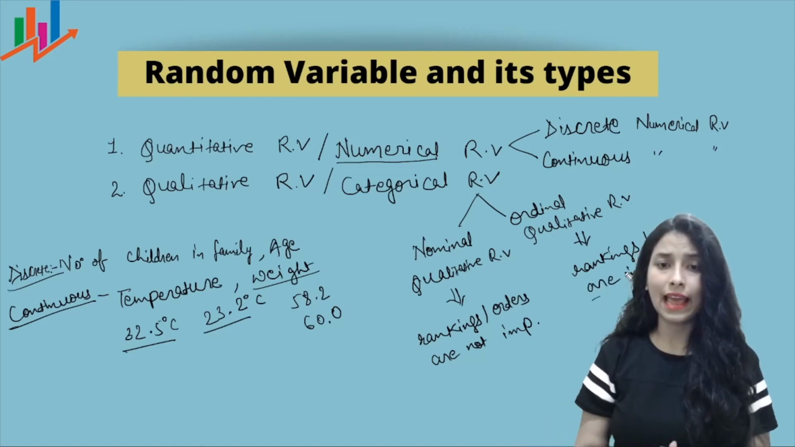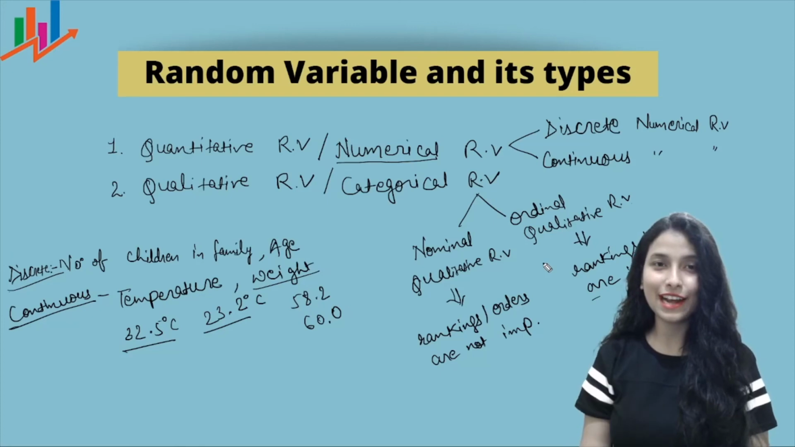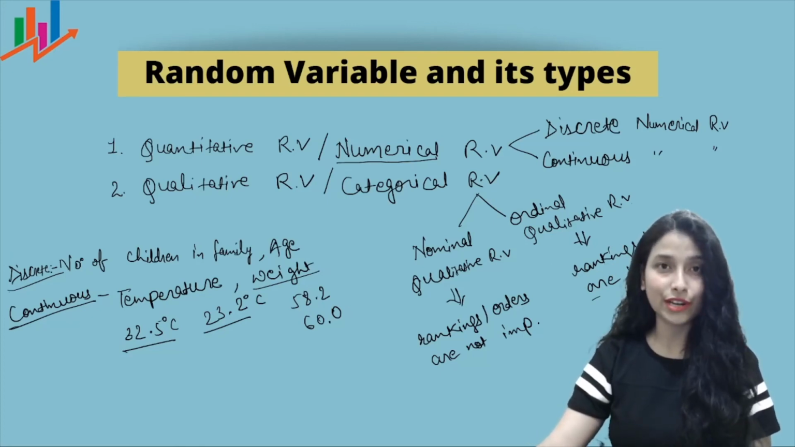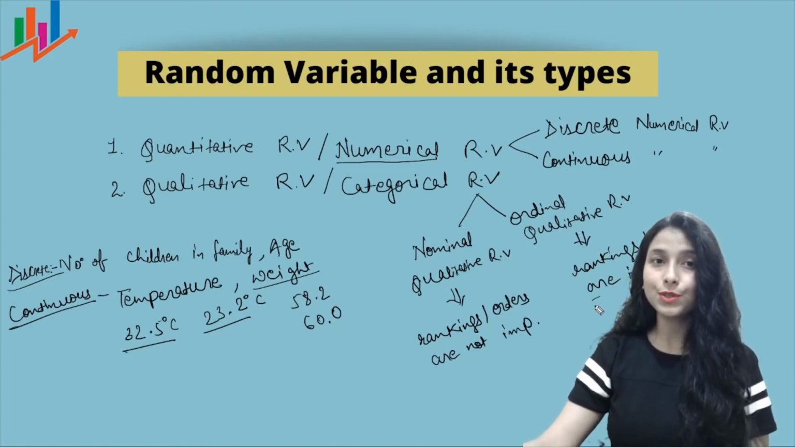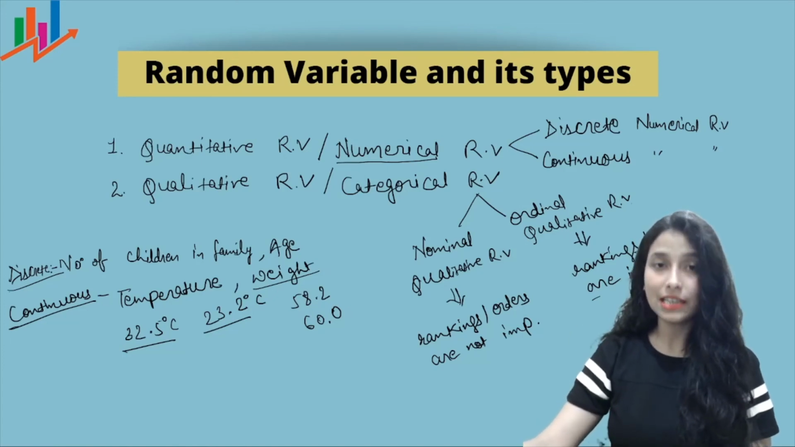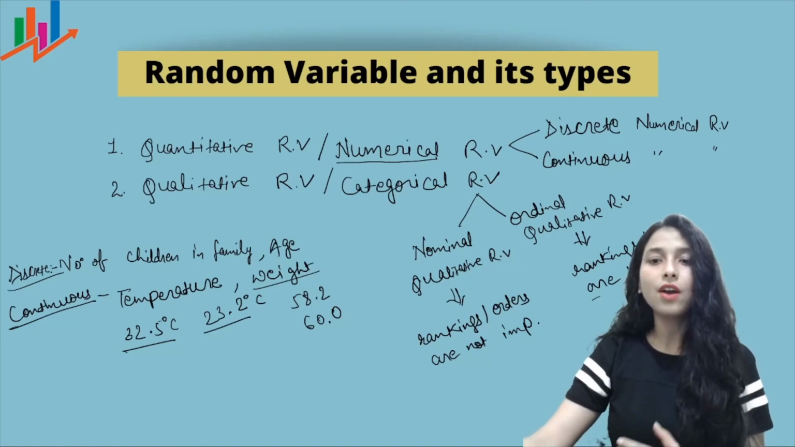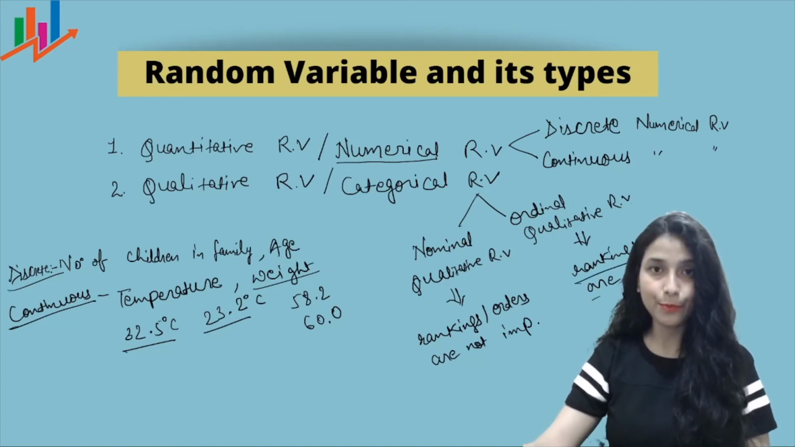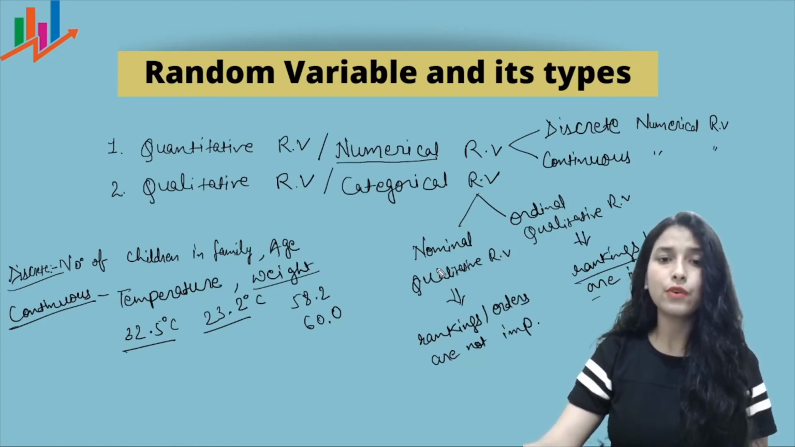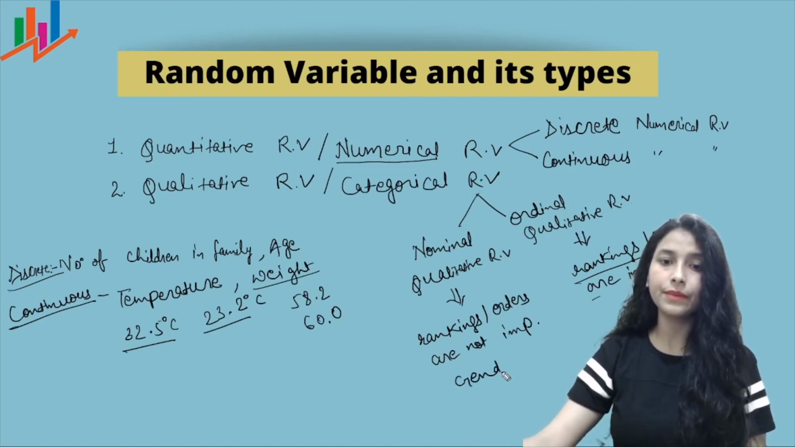Now, what I mean by rankings and order, I'll tell you. In our childhood, we used to see in our class that rankings are important. Whenever our exams were over, we used to get the result where we got first rank, second rank, third rank. So that was actually important. That can be an example of ordinal qualitative random variable, where orders or rankings are important. Whereas if I take an example for nominal qualitative random variable, I can take gender, wherein you can find male and female.